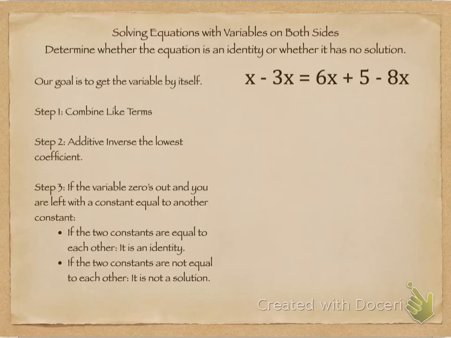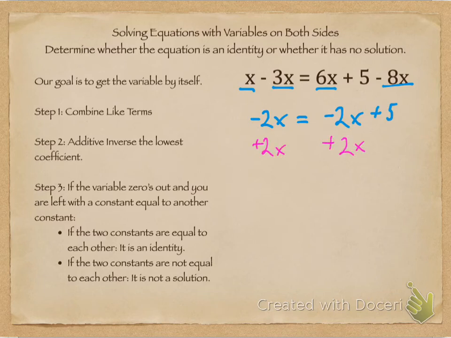Let's take a look at some of the special cases. Here, again, we're going to start by combining our like terms. x minus 3x will equal negative 2x on the left. 6x and the negative 8x will combine to be negative 2x, and then we bring down the 5. We do the additive inverse of the lowest coefficient. They're both the same coefficient. They're both negative 2x. So when we do the additive inverse of one of them, it will knock the other one out, and it will become 0. We bring down the 5, and we're left with 0 equals 5.